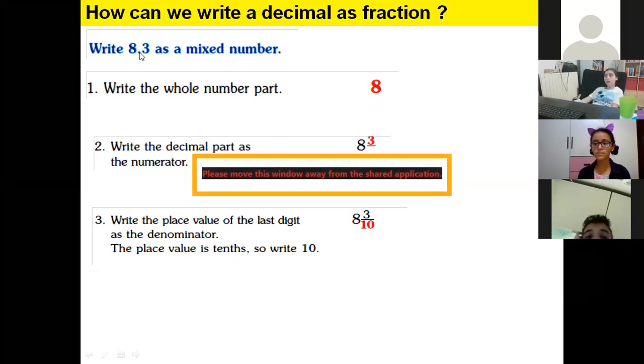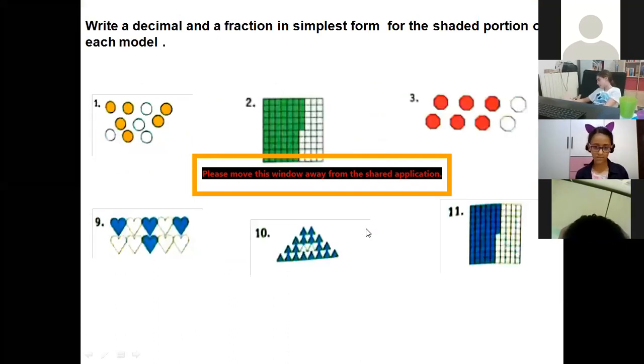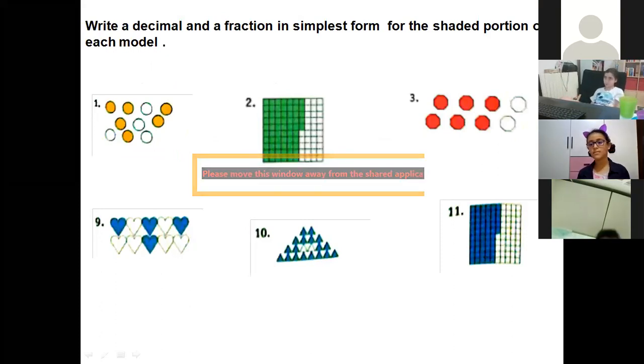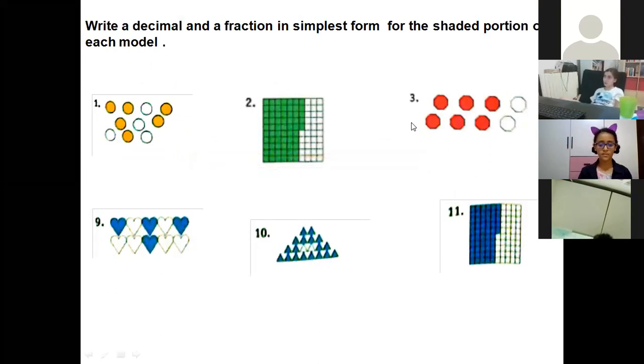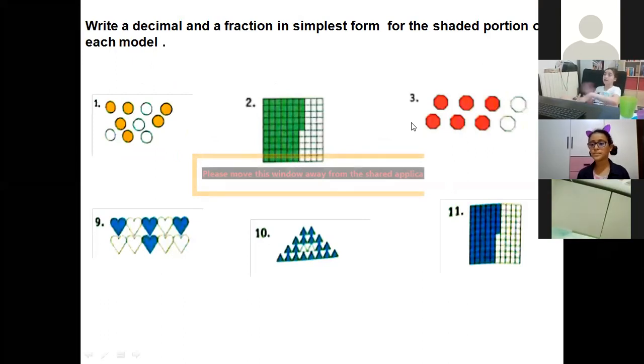Now we look after the point. How many spaces do we have? We have only one space, so the denominator is 1, 0, which is 10. So this is our mixed number. Thank you, Salma. We still have questions about writing. We need to write each model here as a decimal and as a fraction.